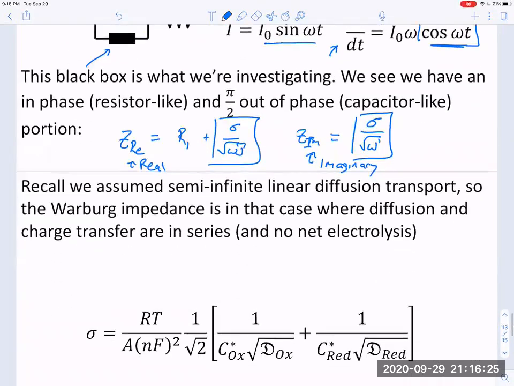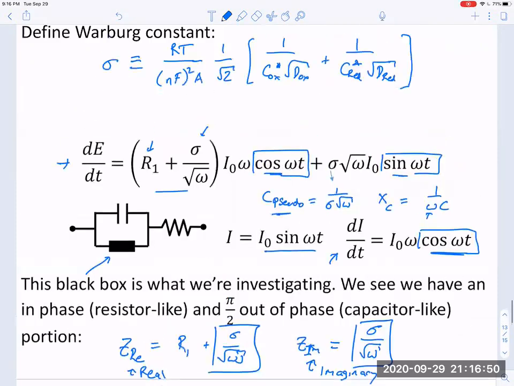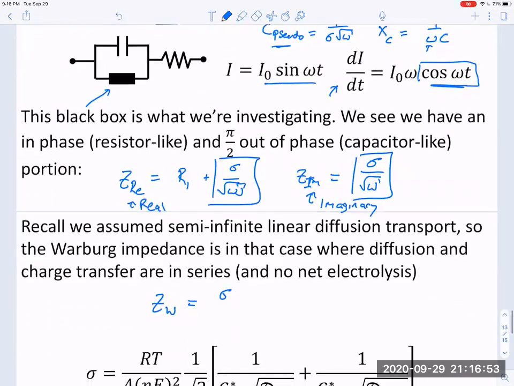Okay. So just a reminder again, we assume semi-infinite linear diffusion transport. So the Warburg impedance that we just derived is specifically the case where there's diffusion, there's charge transfer in series, there's infinite diffusion length, there's no net electrolysis. So our Warburg impedance specifically would be the Warburg constant, sigma, divided by omega to the 1/2, minus j sigma divided by omega to the 1/2.